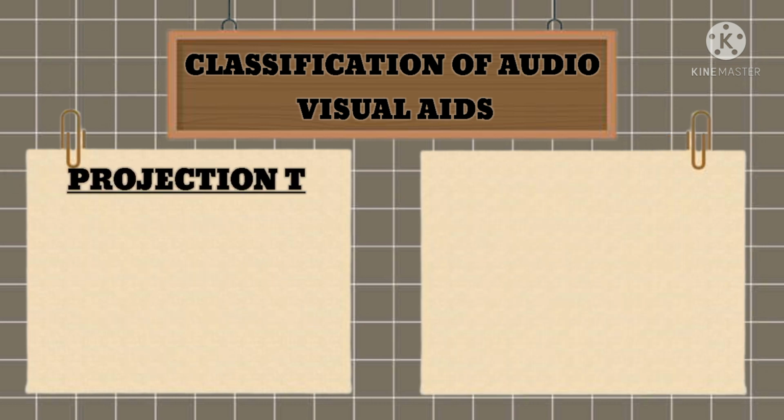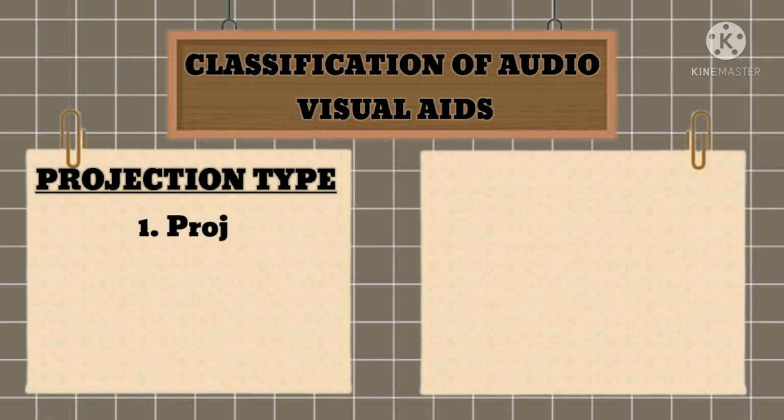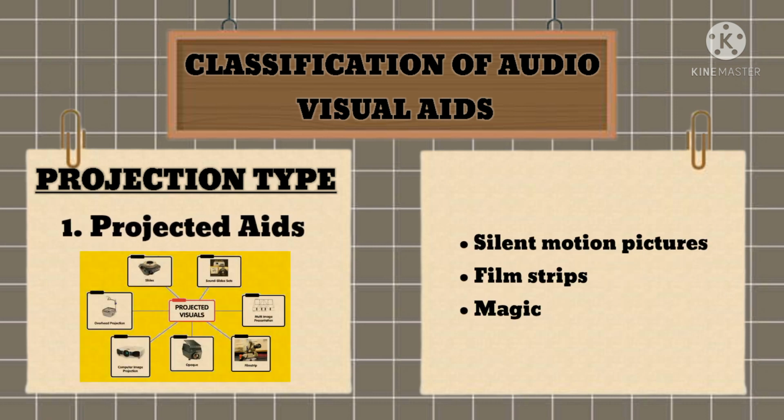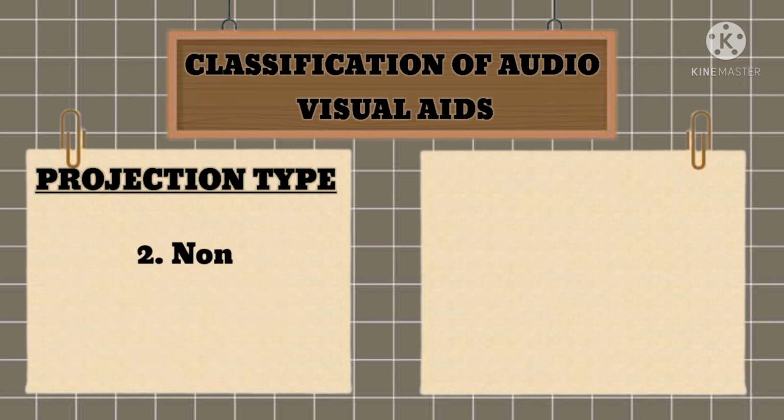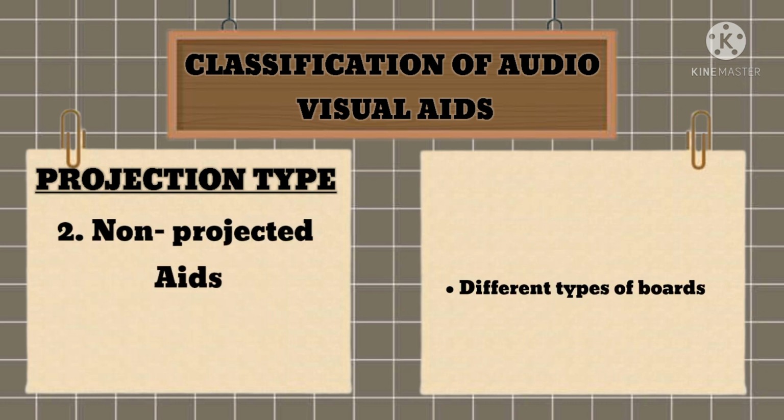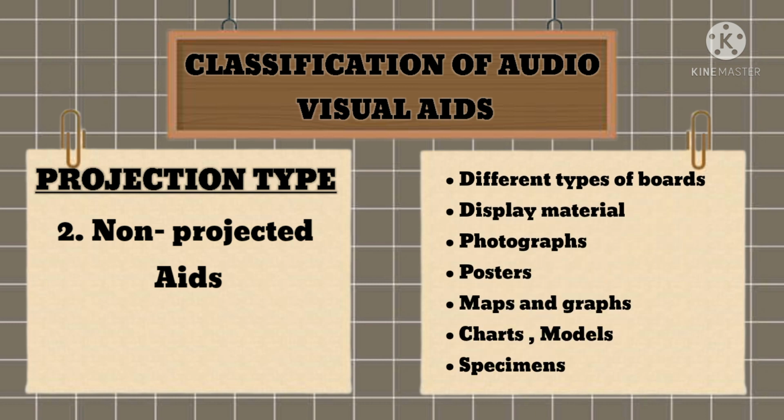Second classification is the projection type. One is the projected aid, or visuals that can be projected onto a screen, such as silent motion pictures, film strips, magic lanterns, and so on and so forth. Second is the non-projected aid. Examples: different types of boards, display materials, photographs, posters, maps and graphs, charts, models, and specimens.